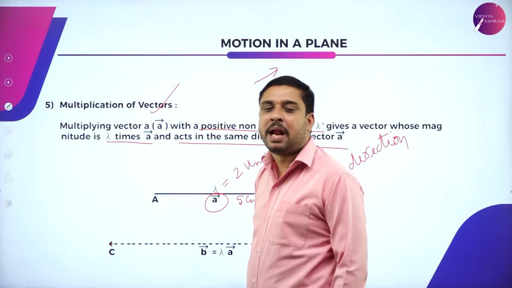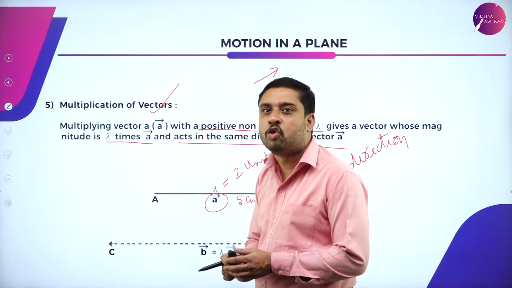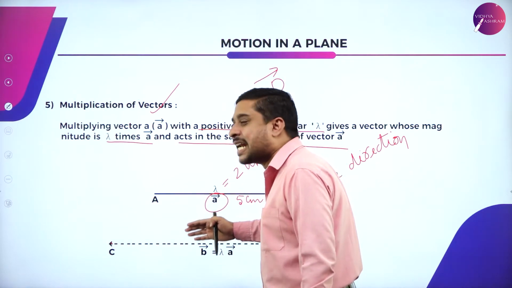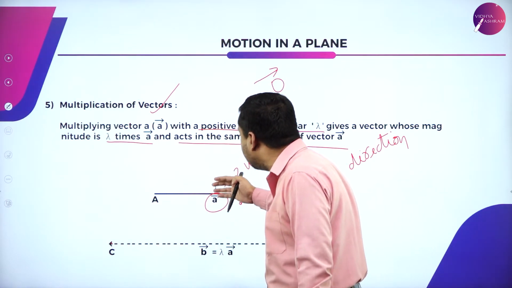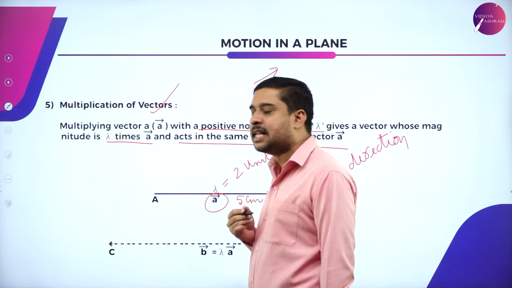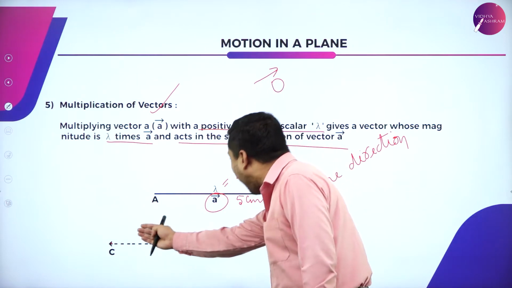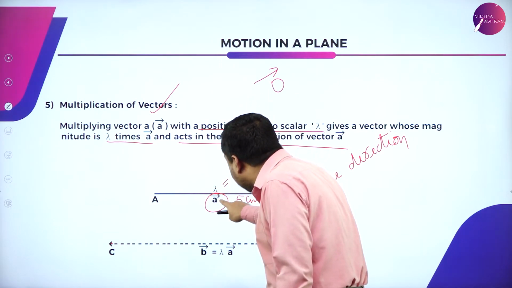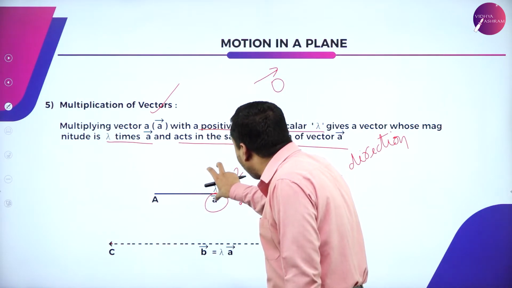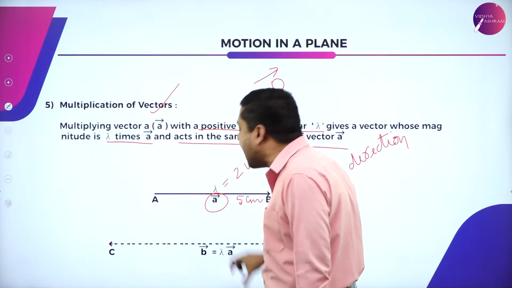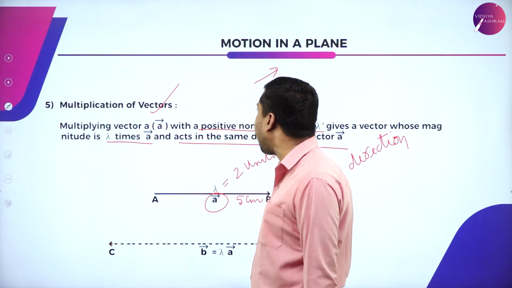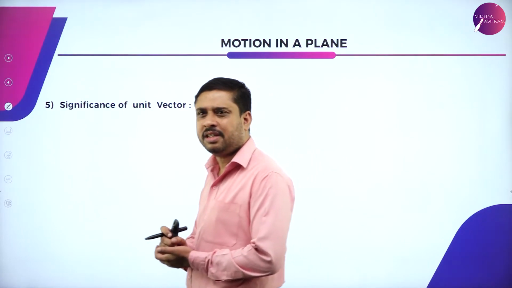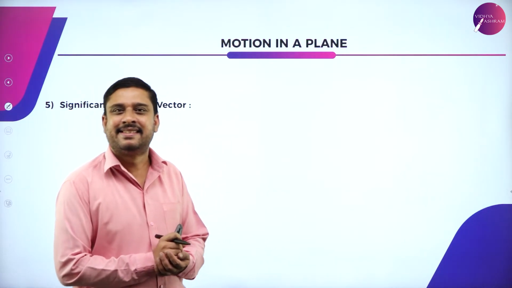So when it is multiplied with a non-zero scalar, the result of the multiplication should act in the same direction and should have a length, which is the magnitude, which is lambda times that vector A. Whatever value we assign to this scalar, that times vector A is the result of multiplication. Now, can we divide two vectors?